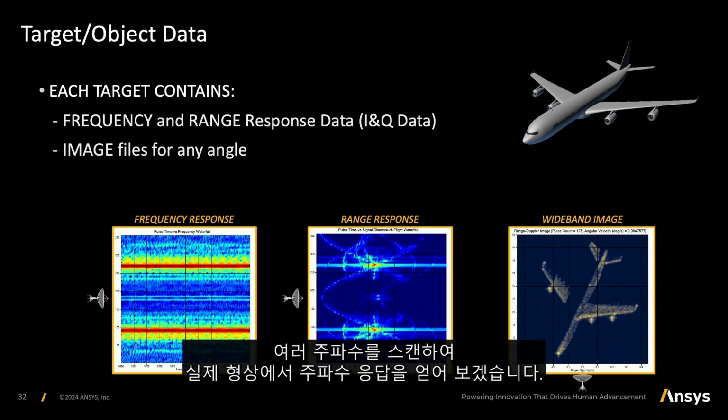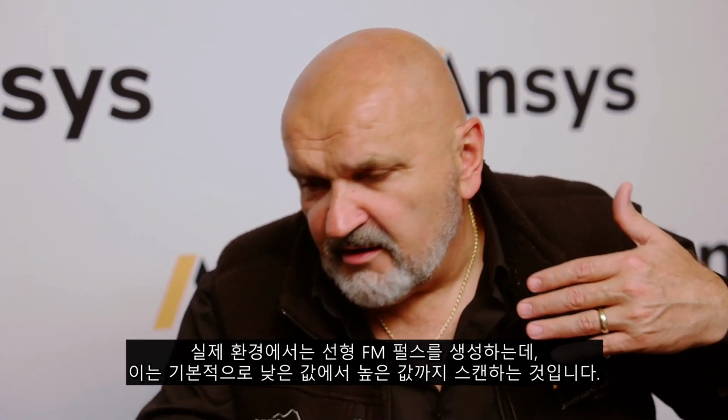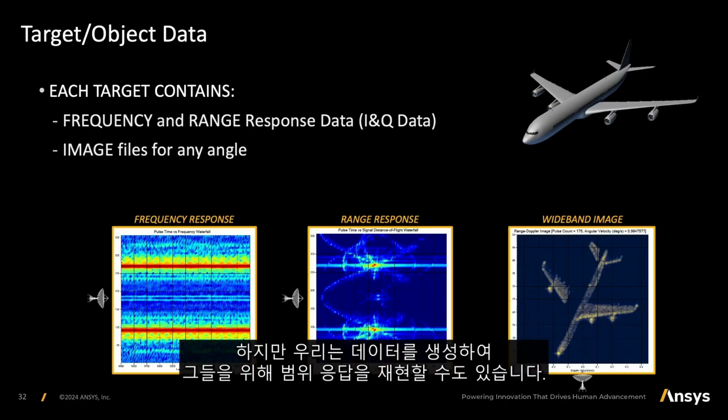So I'm going to scan through a bunch of frequencies and get the frequency response. Out of viewing geometry, I'm going to step to the frequencies. In the real world, they generate a linear FM pulse, which is basically a scan from low to high. And out of the linear FM system, they actually generate the range response. That's the compressed data coming out first. But we can generate our data to recreate that range response also for them.